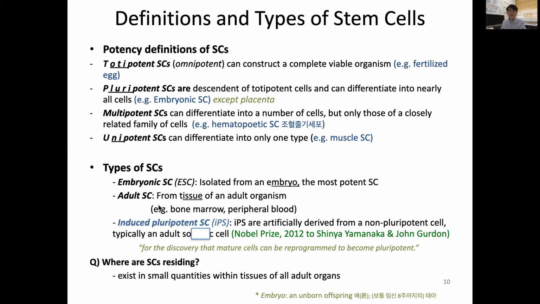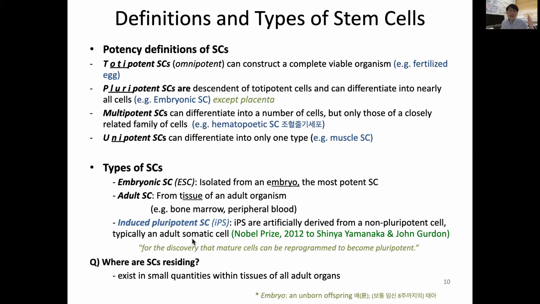Now, a revolution in the stem cell field happened not more than 10 years ago, a decade ago. It's called iPS, or induced pluripotent stem cell. By definition, induced pluripotent is a very capable, potent stem cell. And these are artificially derived from a non-pluripotent cell, typically an adult body cell, so an adult somatic cell. And that gave rise to a Nobel Prize in 2012.